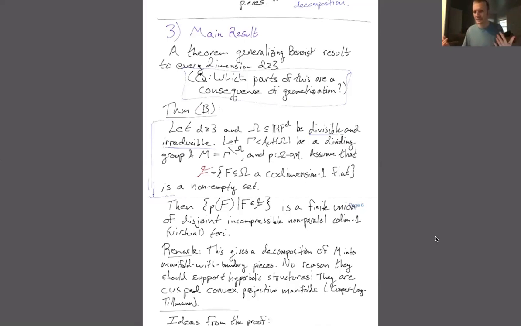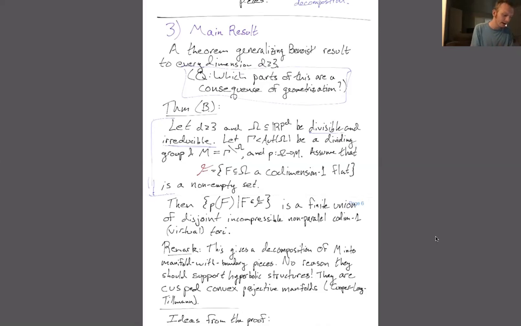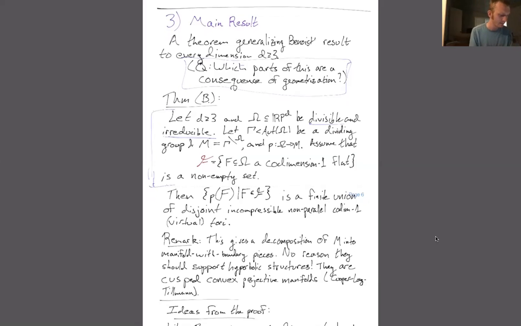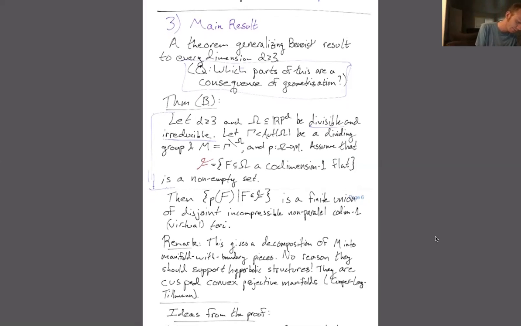And of course, if you were studying such a thing, maybe a natural thing to do would be to break it into its constituent irreducible pieces and study those. Okay, so we start with an irreducible divisible domain, and we let gamma be a dividing group. So we should think of the quotient M, omega by gamma, as a manifold. It could be an orbifold, but up to finite index, it's a manifold. And I just want to name the projection P. So this is the natural quotient projection from the universal cover omega to the manifold M.